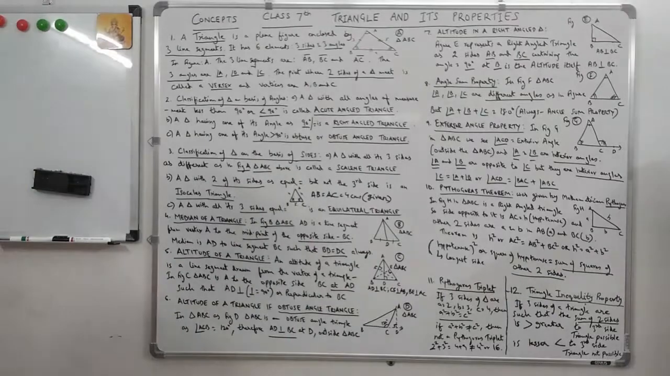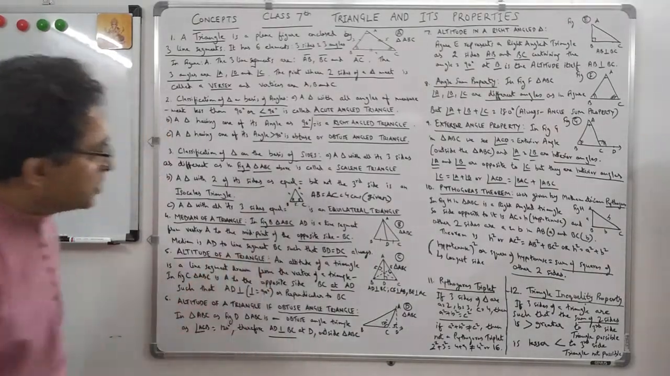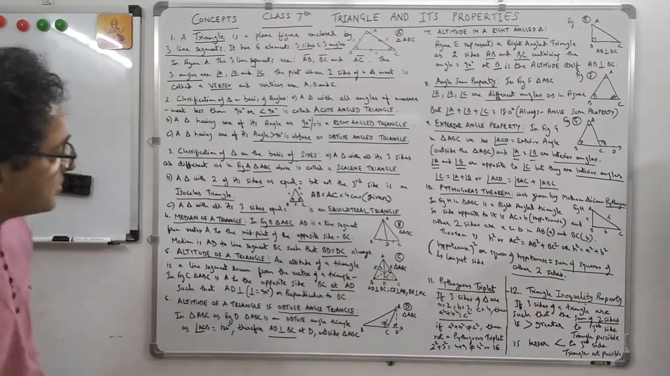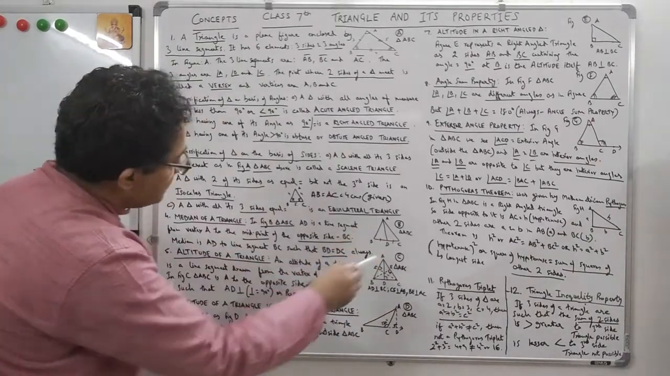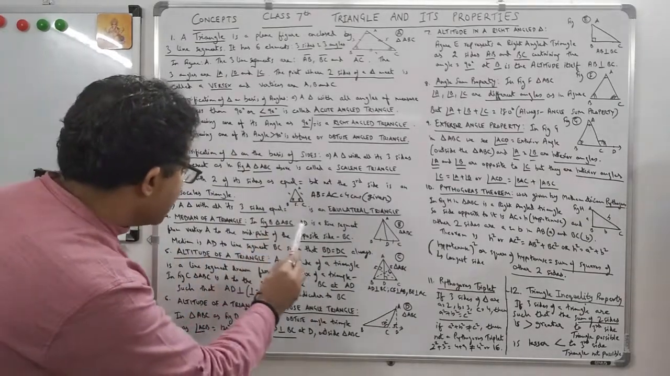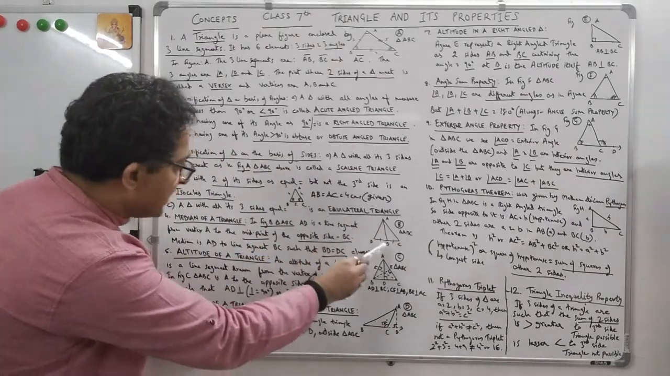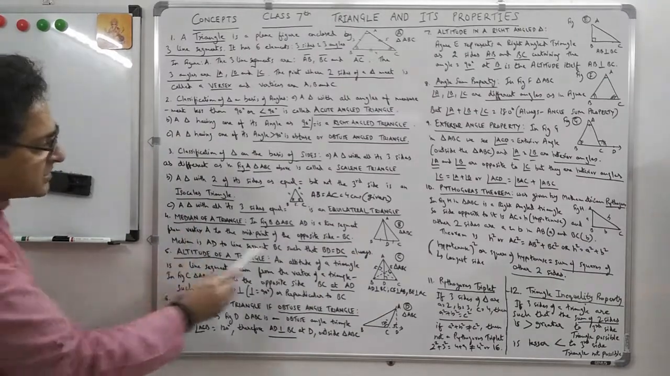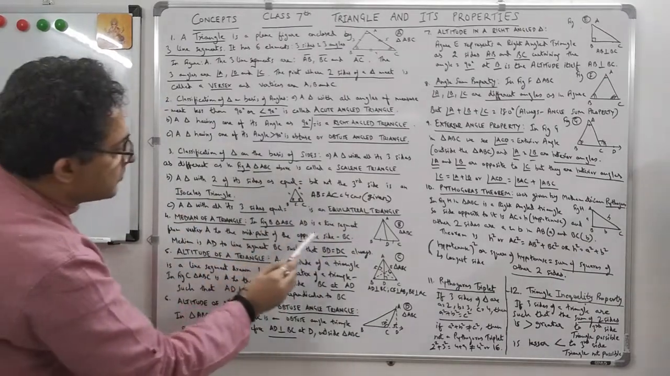Now let's go to the median of a triangle. This is important. Median of a triangle in figure B. You see this is the figure B. So again I have taken the same triangle ABC. Now what happens to the median? See what happens. AD is a line segment. You see AD is a line segment from vertex A to the midpoint of the opposite side BC.